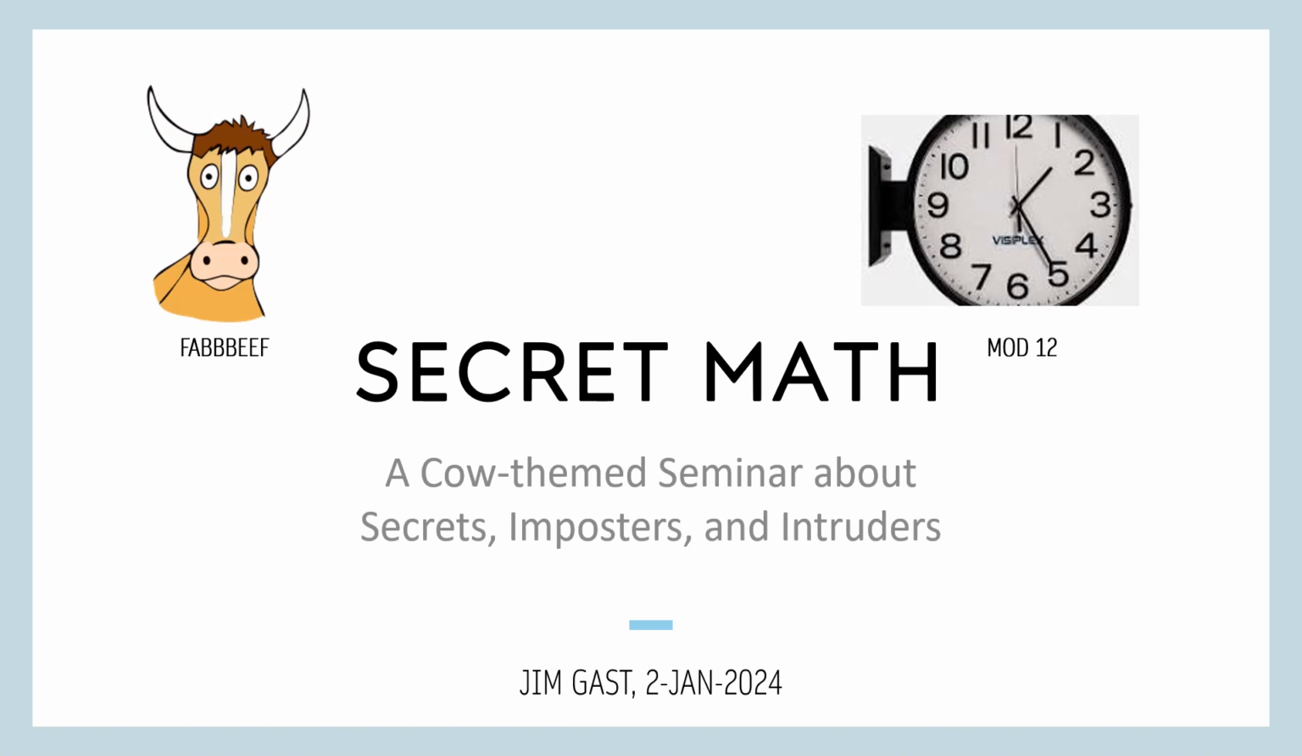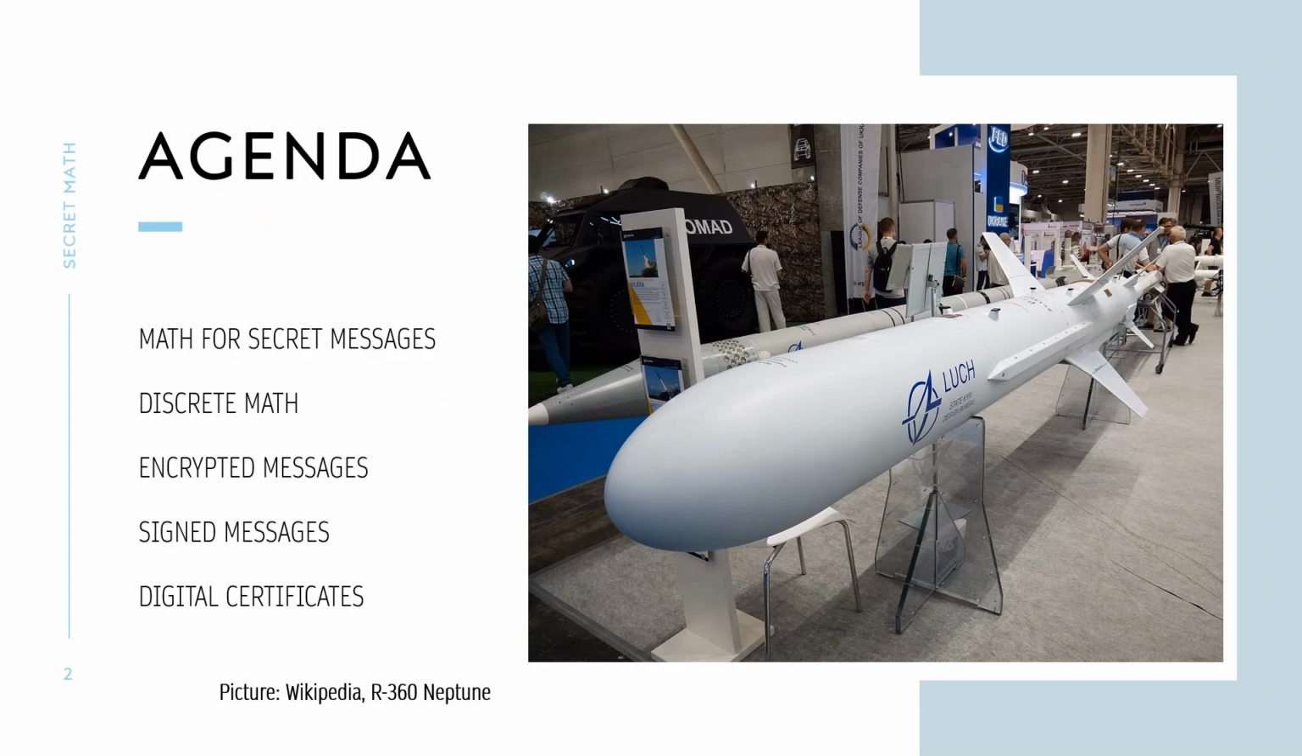The talk is entitled Secret Math, not because any of the math is actually secret. It's math that you use for talking in public about things that are secret. So let's get on and learn more about secrets, imposters, intruders, encryption, a little bit of discrete math in that course.